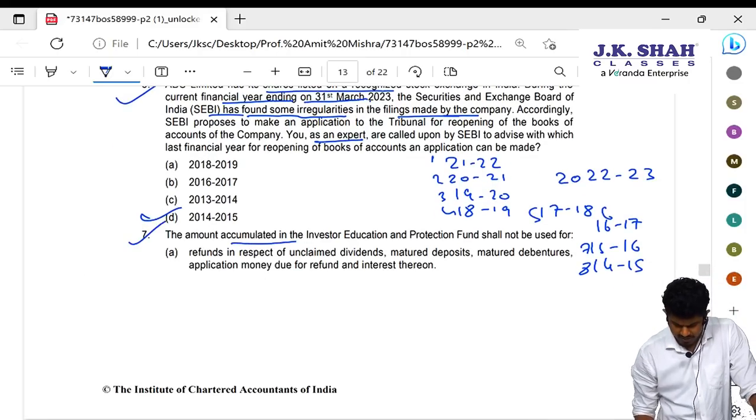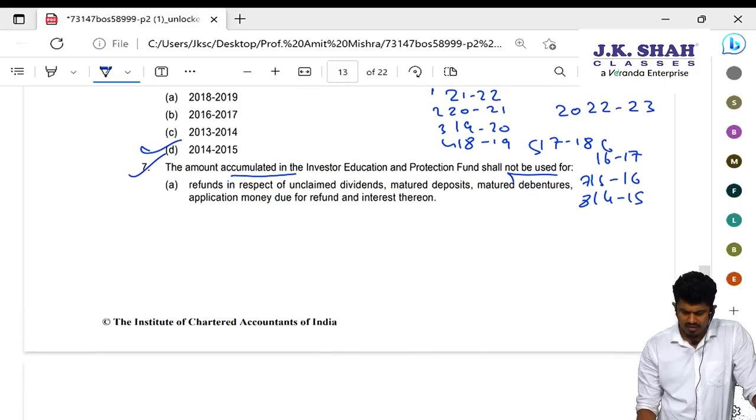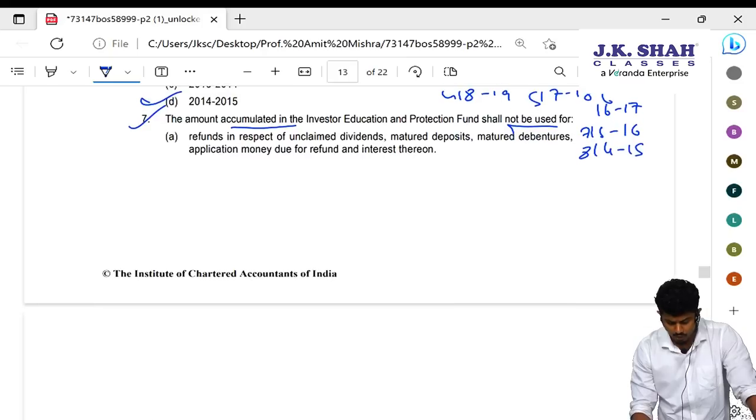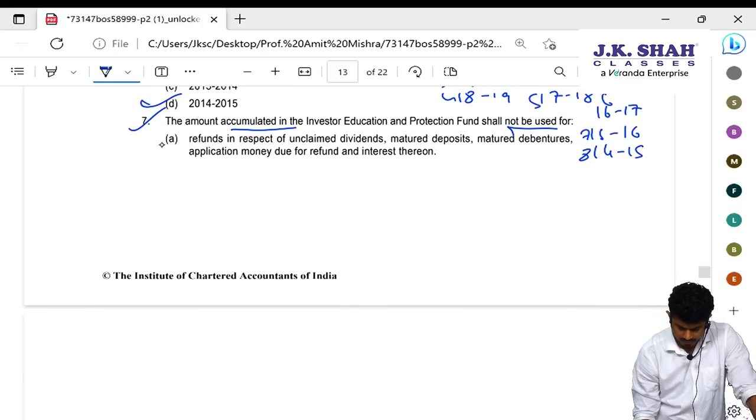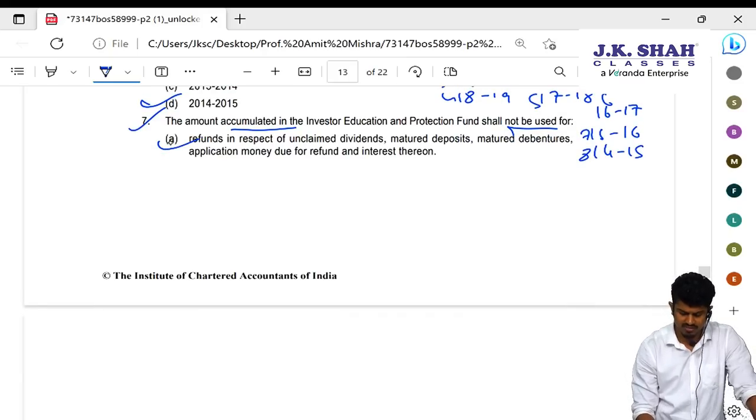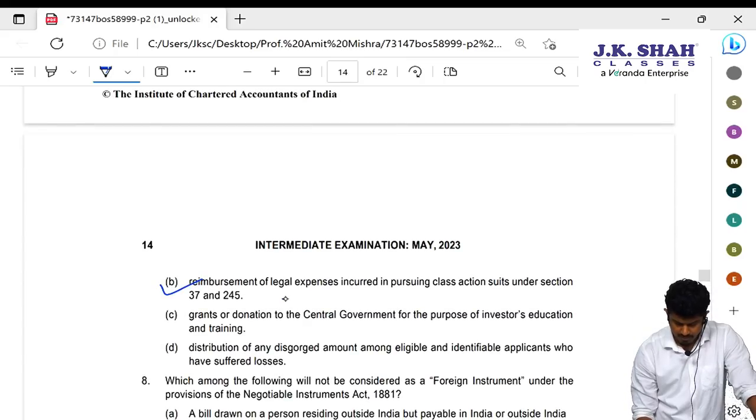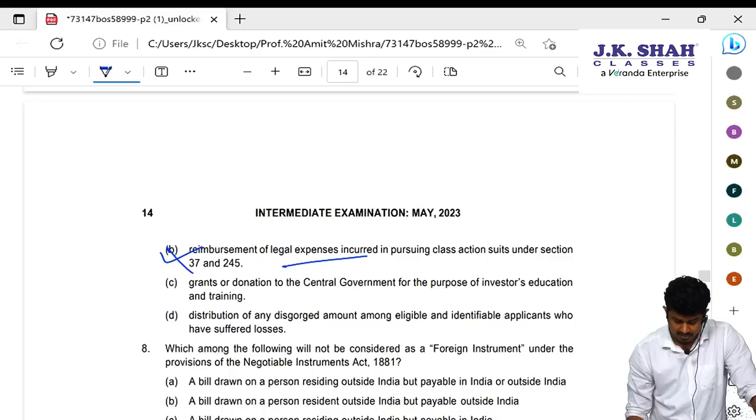Okay, now 7th point. The amount accumulated in IPF shall not be used for... Achha, I cannot use the amount which is accumulated in IPF for refund in respect of unclaimed... Achha, for this I can use. So this will not be the correct answer. Second, reimbursement of legal expenses. Yes, for this also I can use. So this is also not a correct answer.